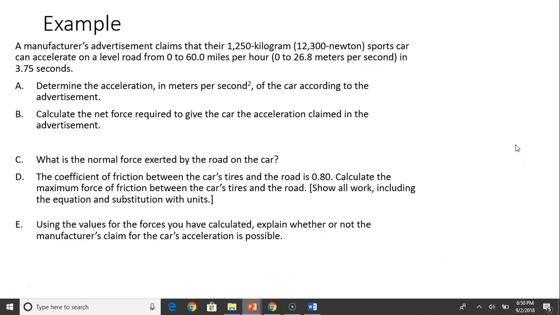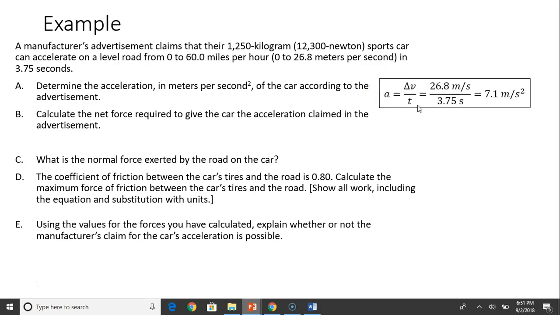Another example. A manufacturer's advertisement claims that their 1,250 kilogram, or 12,300 newton, sports car can accelerate on a level road from 0 to 60 miles per hour, or 0 to 26.8 meters per second, in 3.75 seconds. This is the weight of the car. This is the mass of the car. So this is 60 miles per hour converted to meters per second. Determine the acceleration in meters per second squared of the car according to the advertisement.